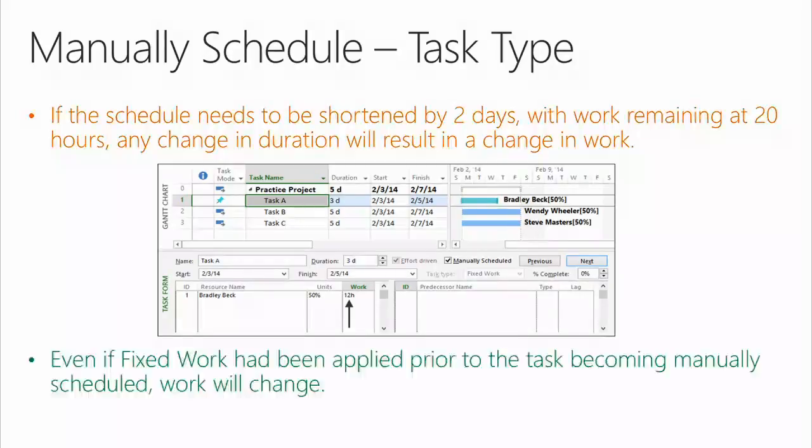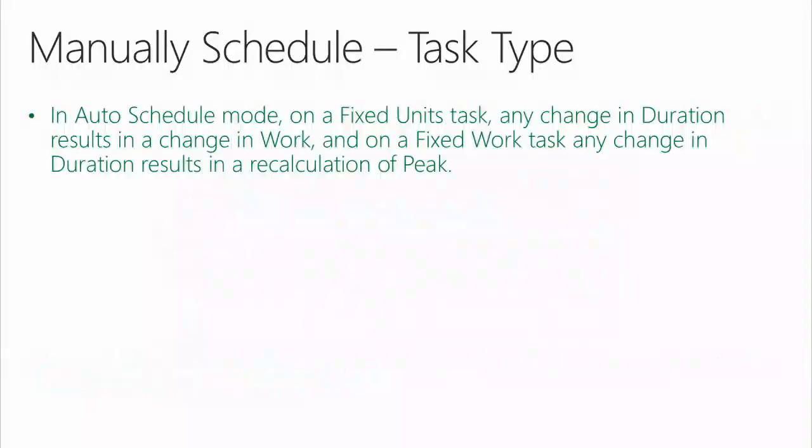All right? Even if fixed work had been applied prior to the task becoming manually scheduled, work will change. This is concerning to me. Being a very advanced user of Project, this concerns me. Now, in auto-schedule mode, on a fixed units task, any change in duration we know results in a change in work. And on a fixed work task, any change in duration results in a recalculation of peak. Prior to Project 2010, that would say units.